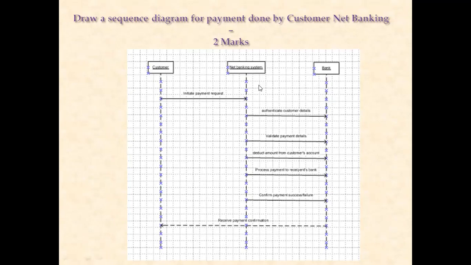So the net banking server is asking the bank to authenticate, is asking the bank to validate, is asking the amount to be deducted. Okay, the process payment and everything. And then once everything has been confirmed, the bank will give some information, guys, and that will be received from the net banking server by the customer. So basically a sequence diagram talks about how the data is flowing sequentially in a more orderly manner. That is called a sequence diagram, guys.